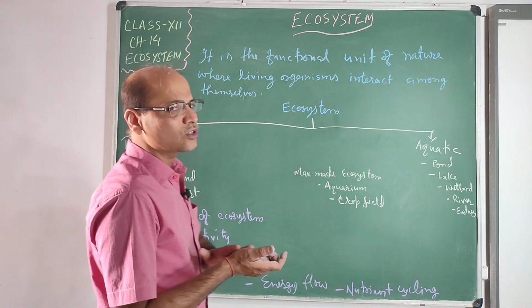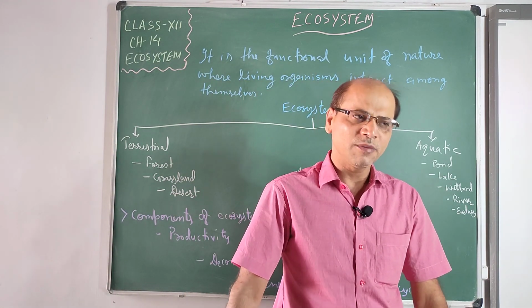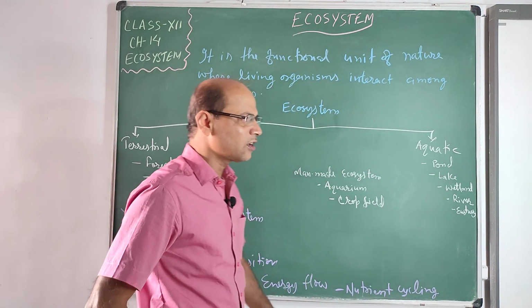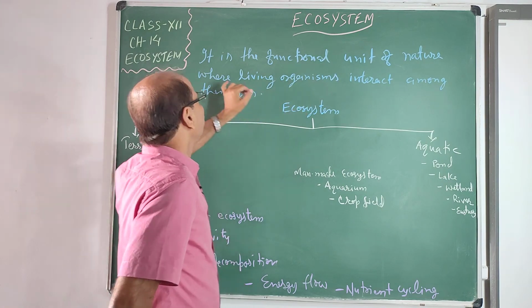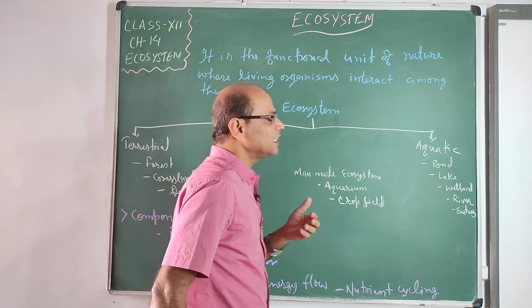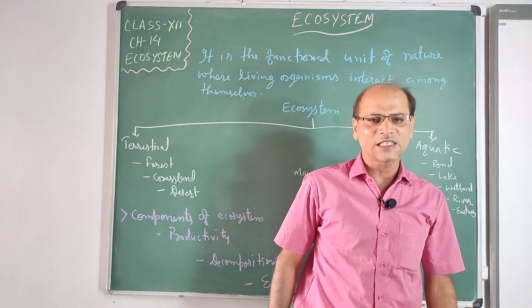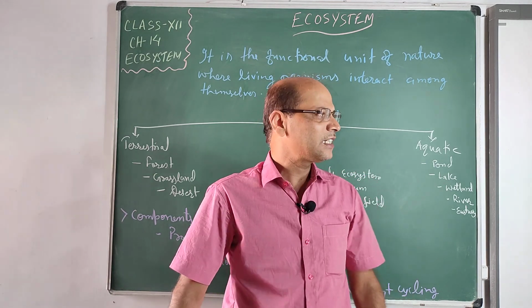So, what is an ecosystem? All of you know that the interaction between the living and non-living makes the ecosystem. We can also say that it is the functional unit of nature where living organisms interact among themselves. So this is the ecosystem, in which each living organism interacts.